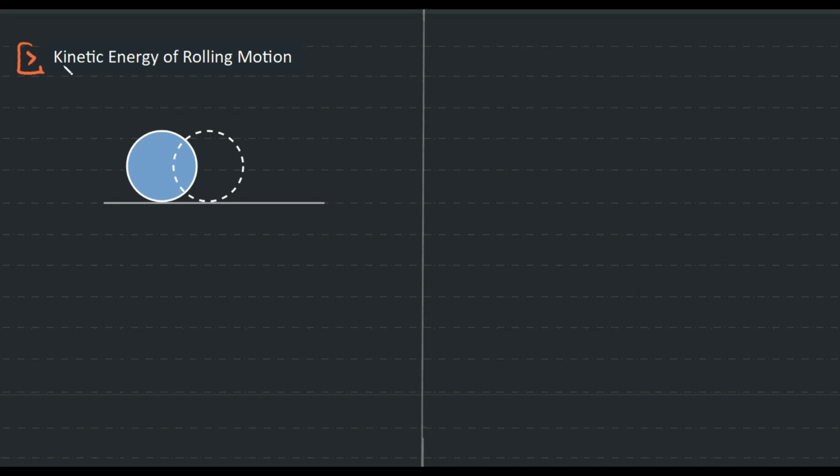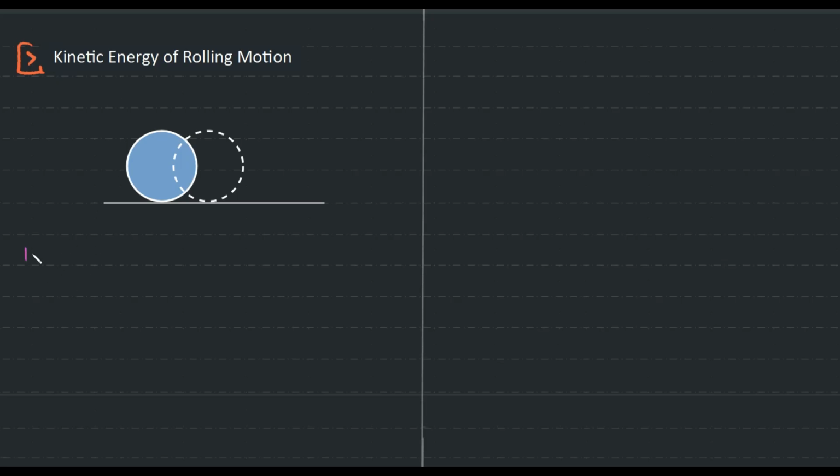Any moving thing, anything moving, has energy, and that is your kinetic energy. The movement can be in many ways, and here we have movement not only in terms of moving from left to right, but also rolling. So we are looking at a wheel which is rolling, and we are trying to figure out the kinetic energy.